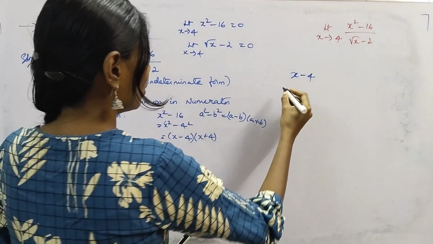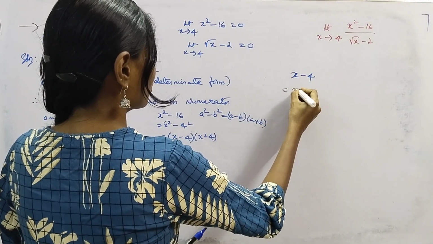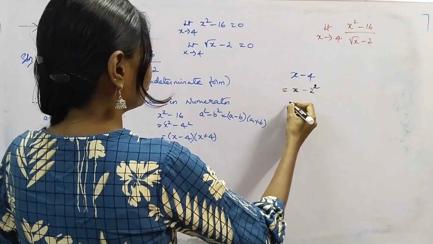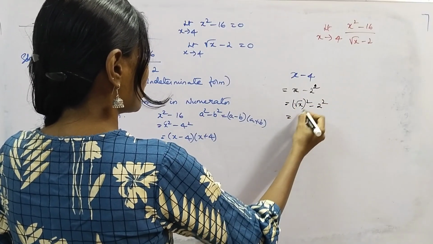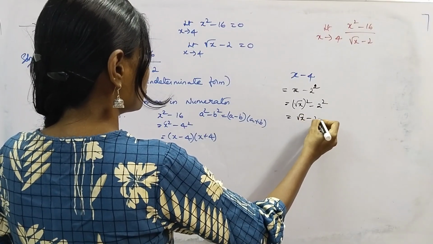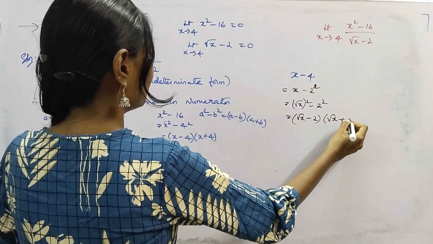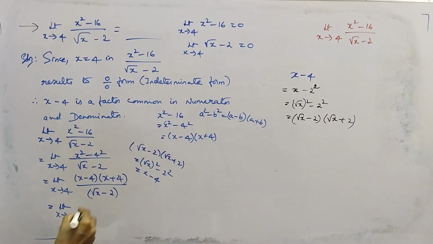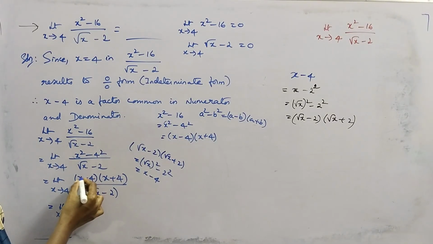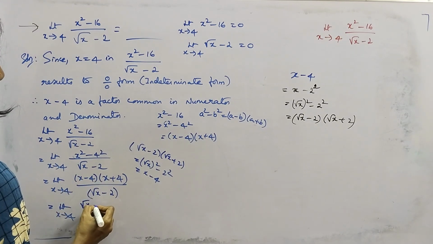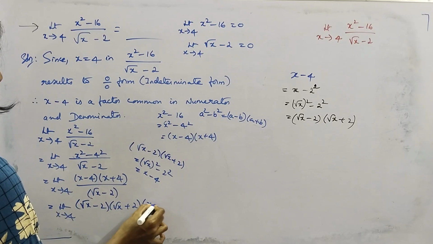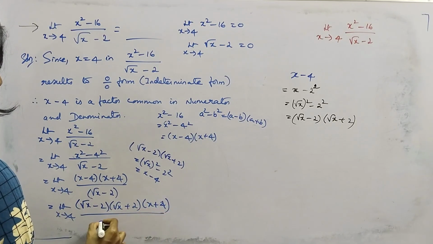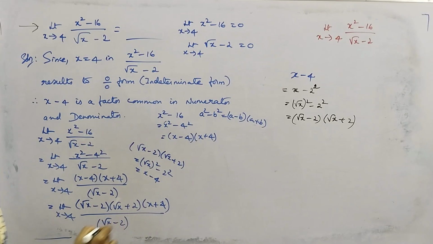as, see, you can write this 4 as 2 square, right? And you can write this x as square root of x whole square. So this looks like a square minus b square, which is a minus b into a plus b, right? So you can write x minus 4, or just replace x minus 4, with root x minus 2 into root x plus 2, into x plus 4, by root x minus 2.